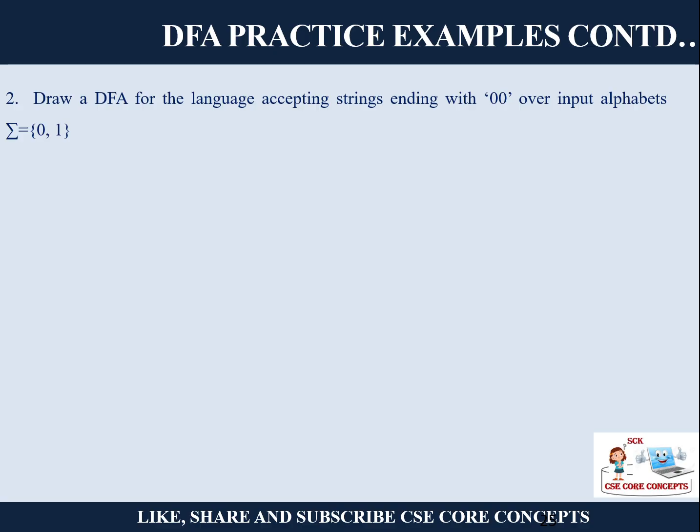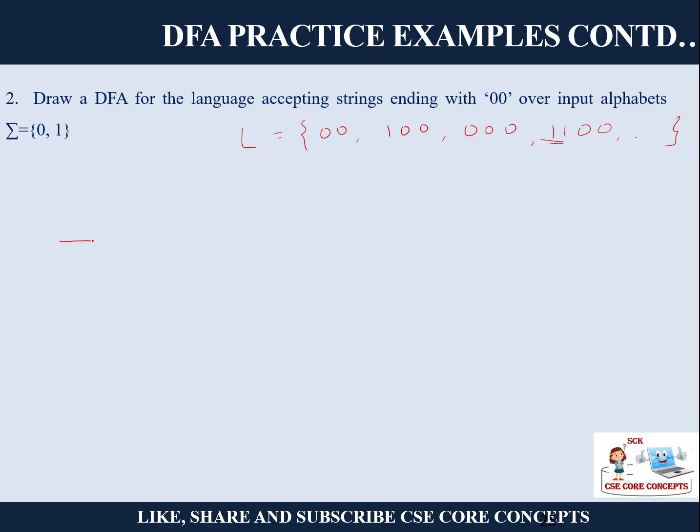Next, draw a DFA for the language accepting strings ending with 00. So the string should end with 00, which means 00, 100, 000, 1100. So before 00, I can have any number of zeros and ones.